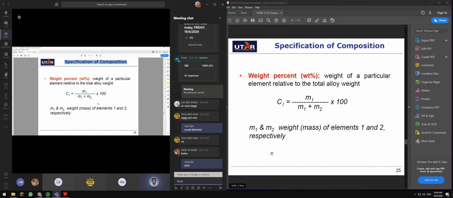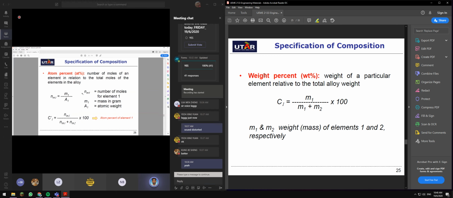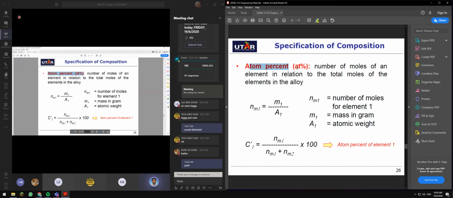All right. Okay, guys, there are two main terms for it. Please write it down. The first term is weight percentage, wt%, and the second term is atom percentage, at%. Please highlight this.